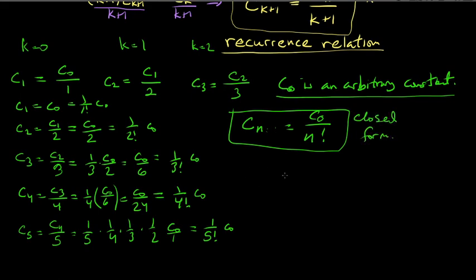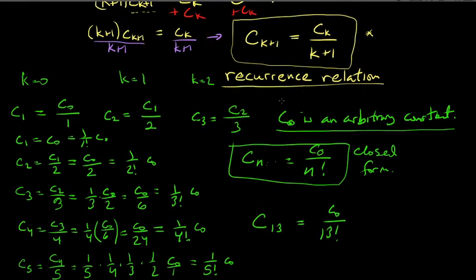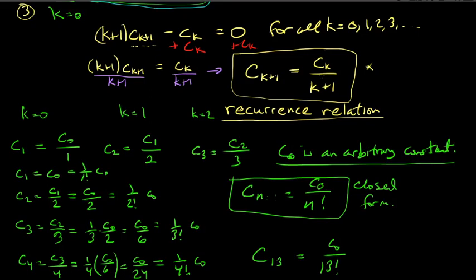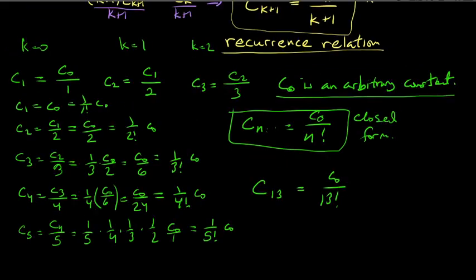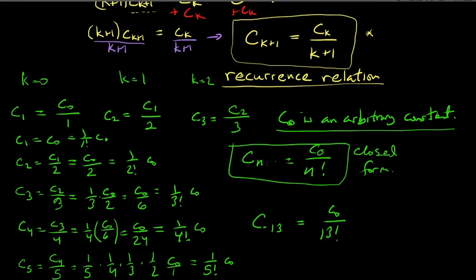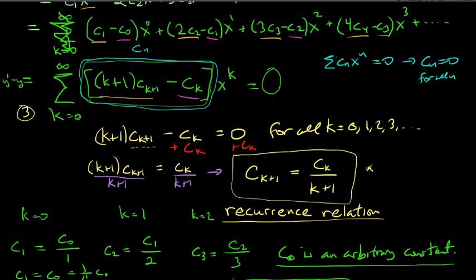So now we can find C for any n. We know that C13 is just going to be C0 divided by 13 factorial. We don't have to write it in terms of C12, C11, C10, and so on. Anyways, this is going to be important: Cn is equal to C0 over n factorial. Why is that important? Because this is our Cn now.